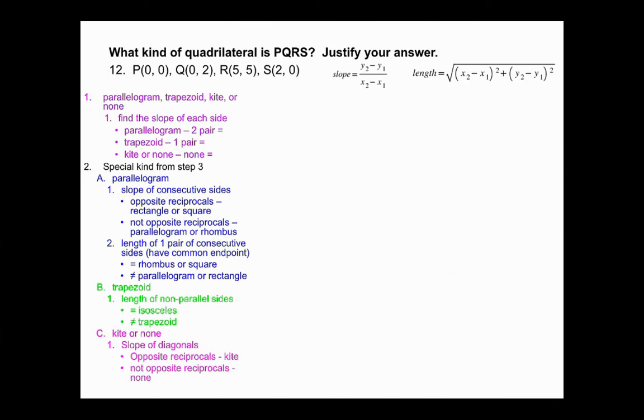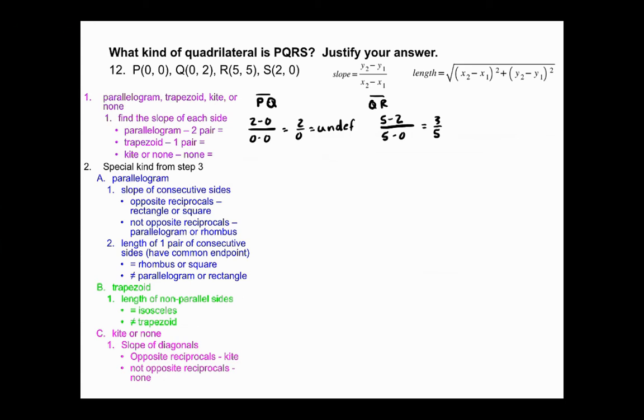So our coordinate calculations. Our first step in the process is to find the slope of each side. So we have 4 sides that we're going to find the slope of. So we're going to start with PQ. So that's going to be y2 minus y1 over x2 minus x1. So 2 over 0 is undefined. We're going to work with QR. So this one's going to be 5 minus 2 over 5 minus 0. So this is 3 over 5.